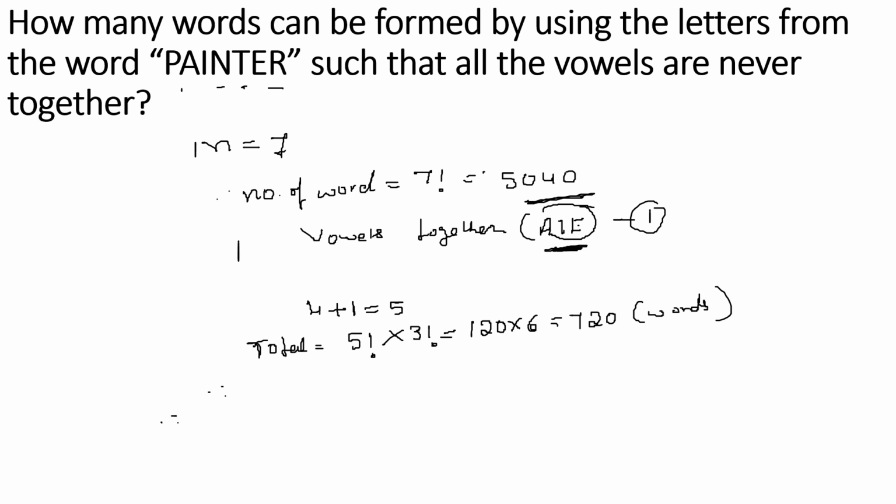But what we need is vowels are not together. So in order to find how many words the vowels are not together, we have to subtract. Total word is 5040. From this, how many words we have vowels together? 720. So that will be 5040 minus 720. So that will be 4320 words.